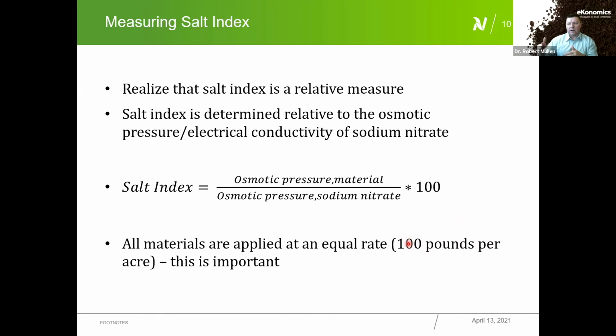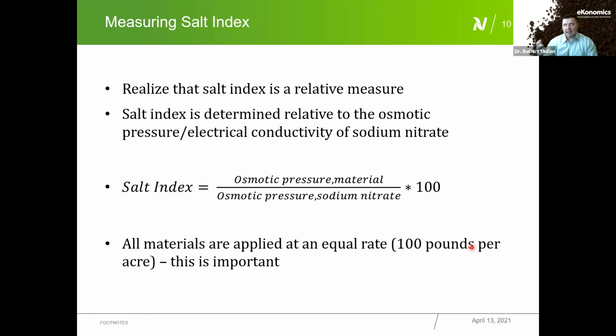This will become important later on when I'm talking about how I compare different fertilizer materials and what the salt index is, specifically at an application rate of this specific material. Okay, just hold on to that, because remember, this salt index number that is reported is a function of all materials being applied at the same rate, which you should probably immediately recognize that not all fertilizer materials would be applied at the same rate.